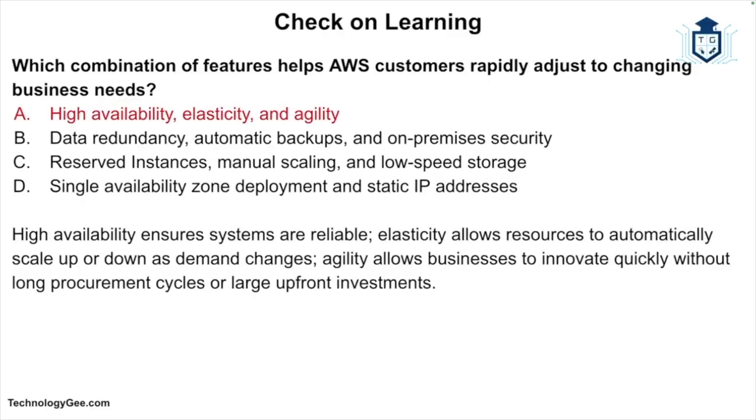And the correct answer is high availability, elasticity, and agility. So high availability, this ensures systems are reliable. Elasticity, this allows resources to automatically scale up or down as demand changes. And agility, this allows businesses to innovate quickly without long procurement cycles or large upfront investments.